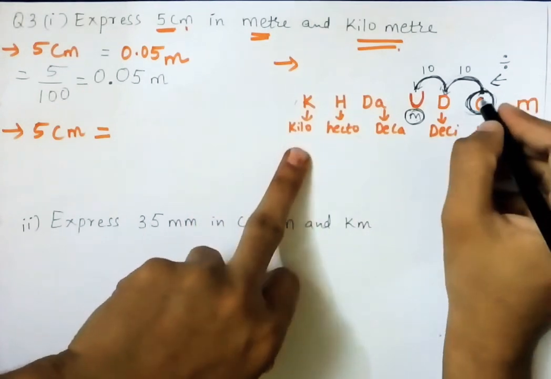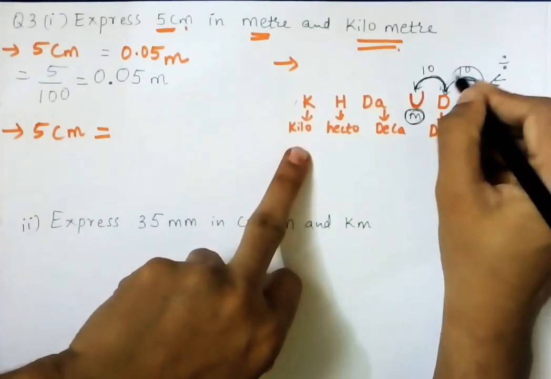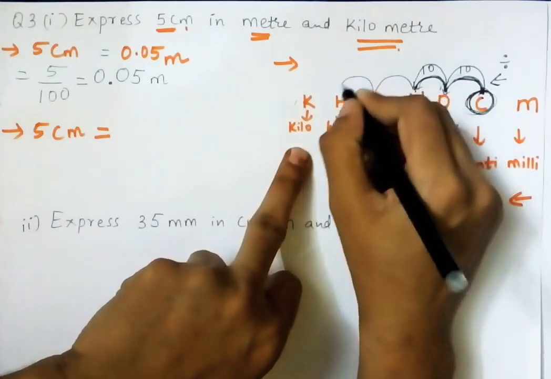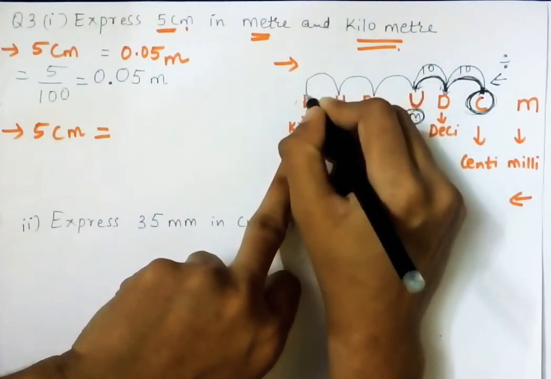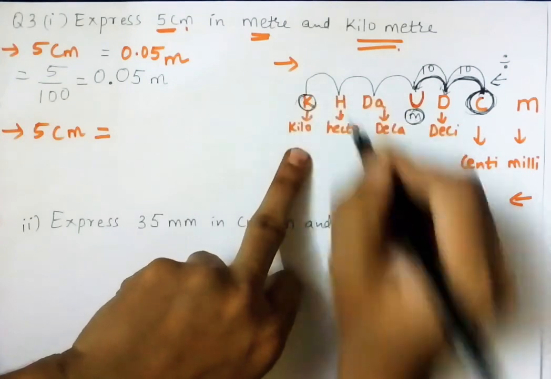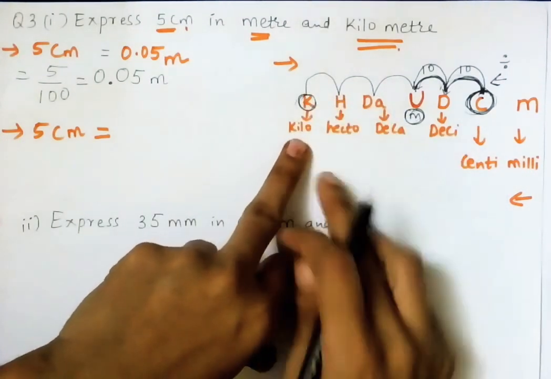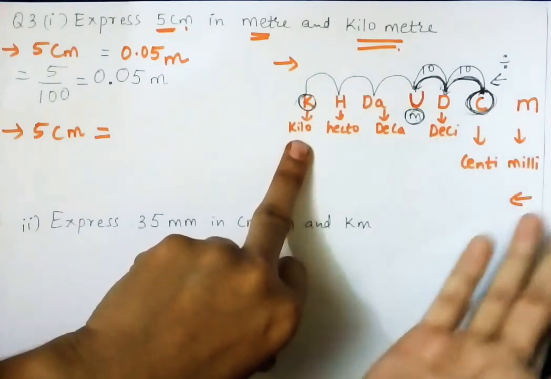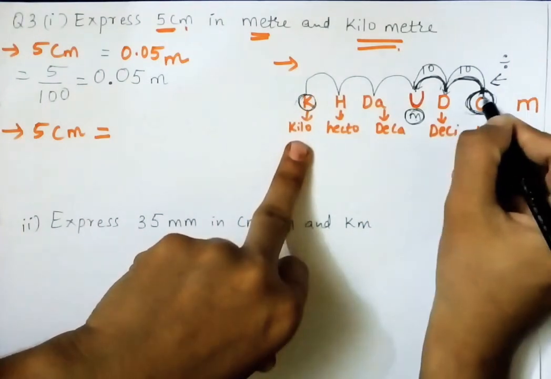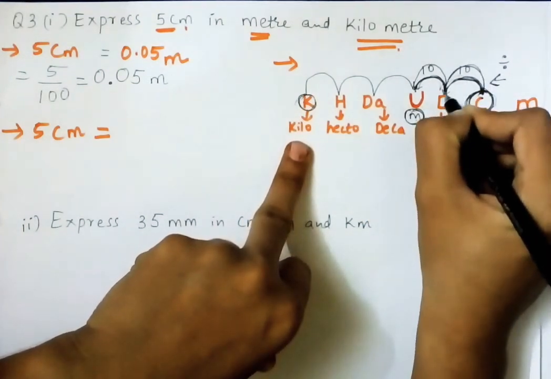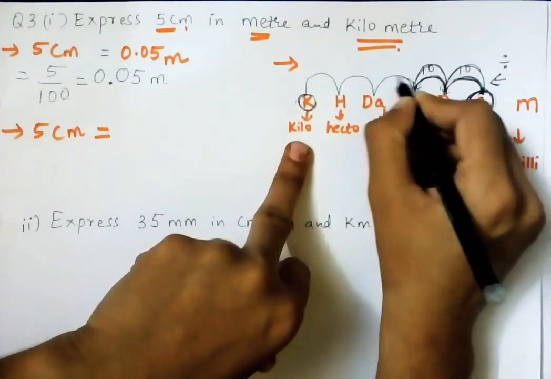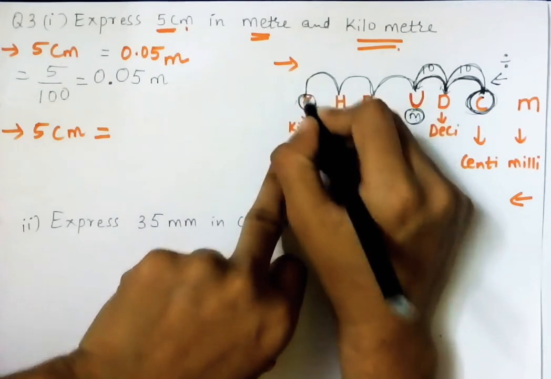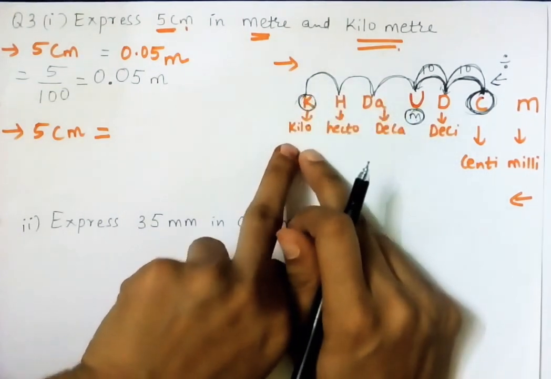So start jumping. How much will you get? See, 1 jump, second jump, third, fourth and fifth. So here is our kilo. We have jumped till here. How many times we have shifted, that you need to count. So this is our first jump, second, third, fourth and fifth jump. On the fifth jump we are reaching kilo.